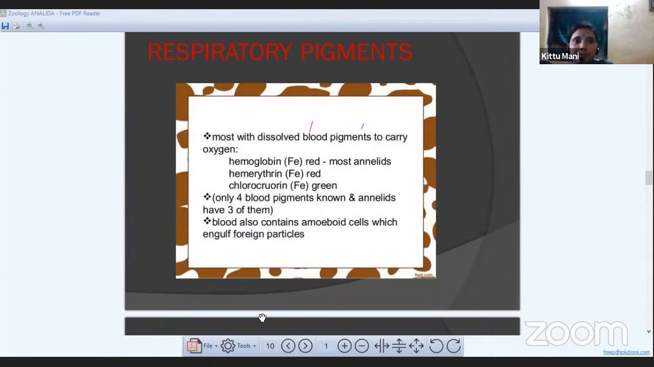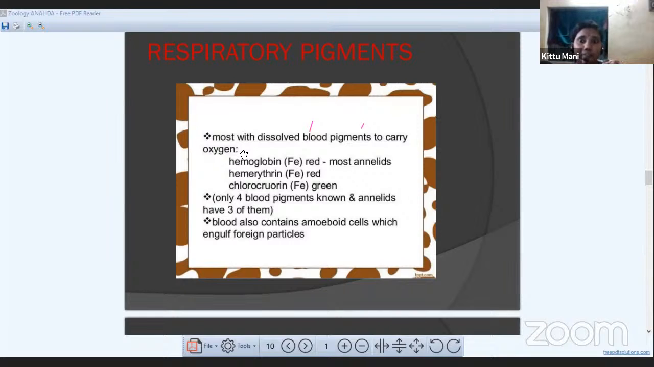And next, respiratory pigments. What is that? Respiratory pigments are used for transporting oxygen in our blood. As well as here, annelids also have respiratory pigments. We have hemoglobin, which carries the oxygen in our blood. So here also annelids have respiratory pigments, most with dissolved blood pigments to carry oxygen.